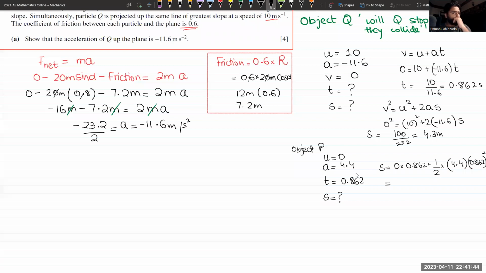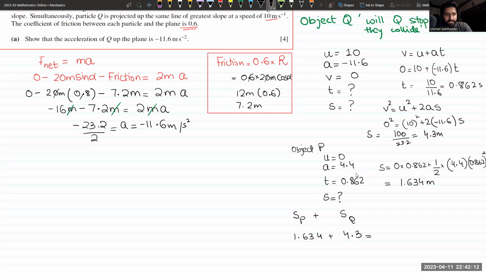Anybody? 1.634. 1.634 meters. So that's the distance traveled by P. The distance traveled by Q at that instant when Q stops was 4.3. So 1.634 plus 4.3. We need to find out what this value is going to be equal to.